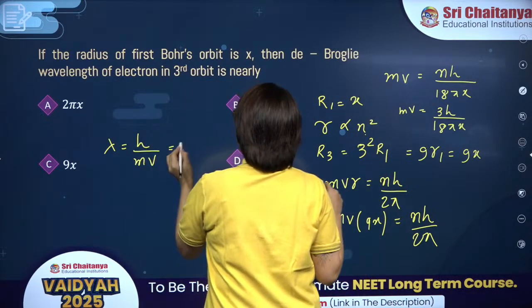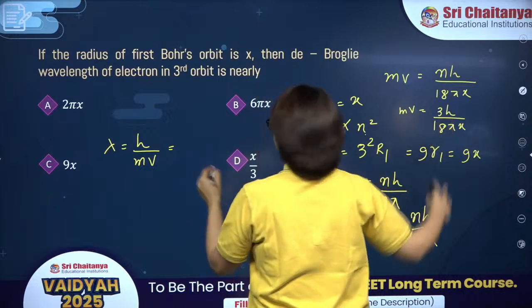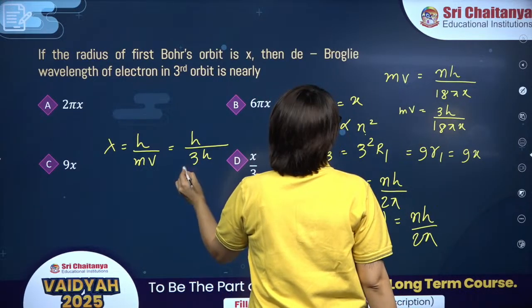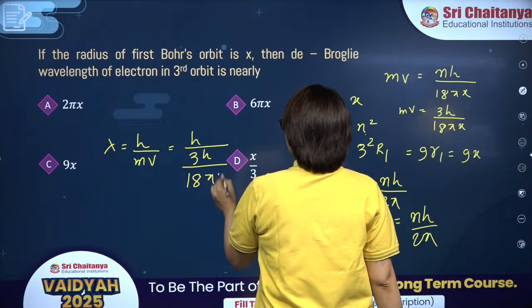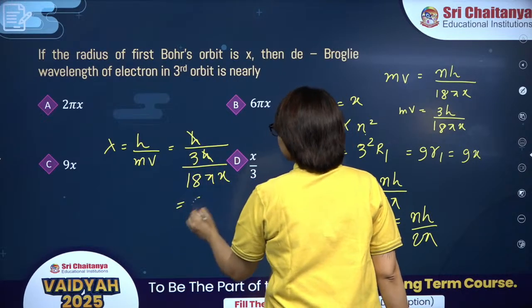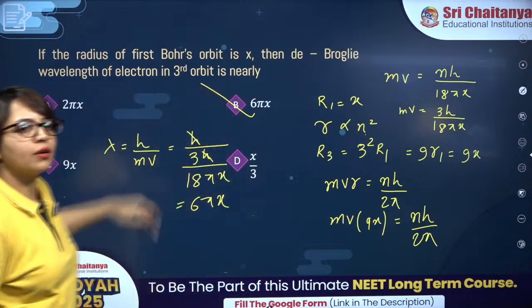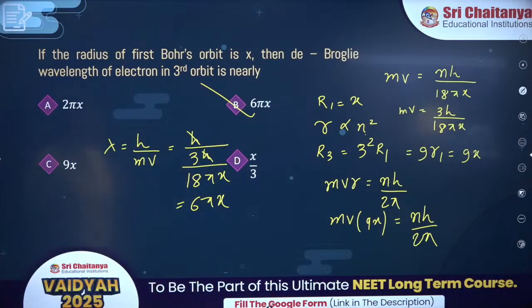So you just have to put the value of mv from this. So it is h upon m is 3h, 18 pi x. H cancels, so this is 6 pi x. So the correct answer is option B. This is the de Broglie wavelength. Option B is the correct answer.